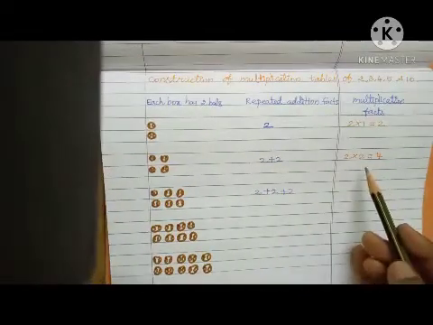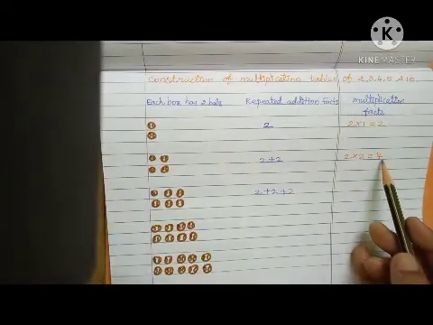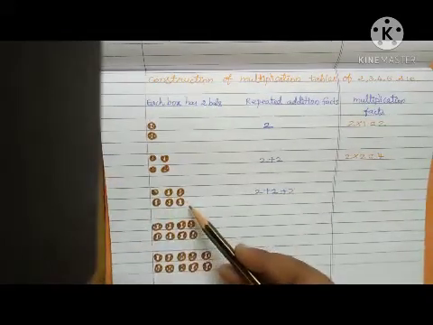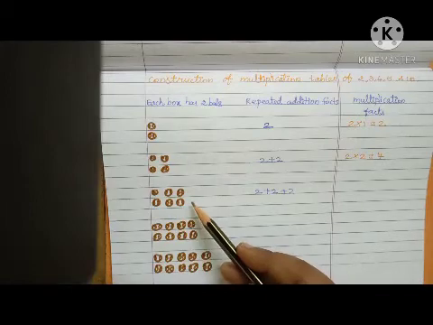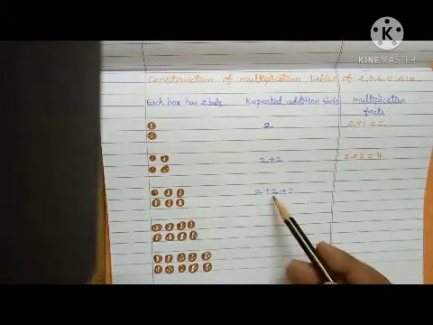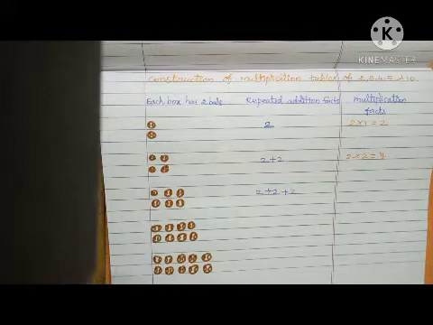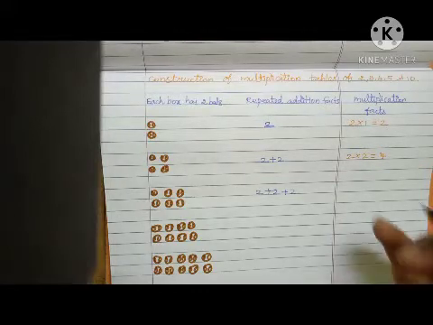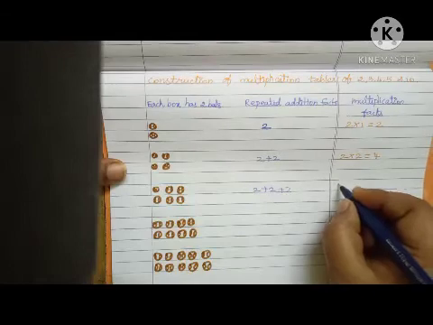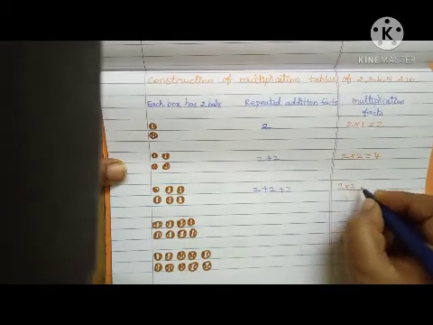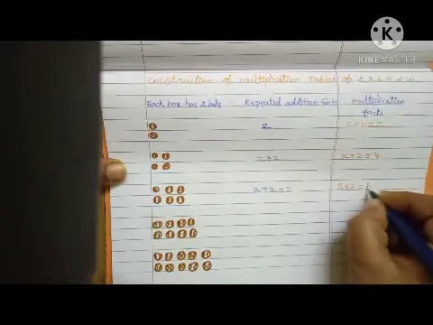2 2s are totally how many balls? 4 balls. Then next one, 2, 2, 2. So 3 groups are given here. So write 2 plus 2 plus 2. So write the answer: 2 3s are. How many times? All the groups have 2 balls only. Groups are given for 3 groups. So 2 3s are 6.